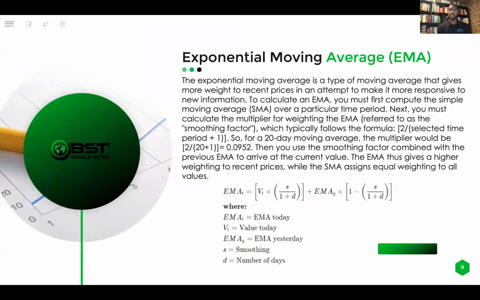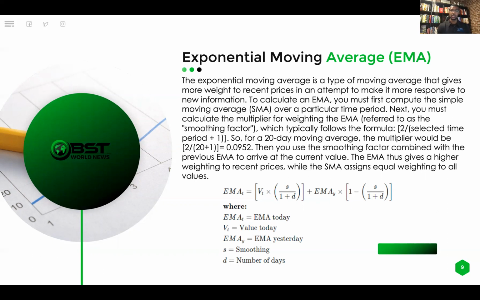The exponential moving average is a type of moving average that gives more weight to the recent prices in an attempt to make it more responsive to new information. To calculate an EMA, you must first compute the simple moving average over a particular time period. Next, you must calculate the multiplier for weighting the EMA, which typically follows the formula listed here. So for a 20-day moving average, the multiplier will be 2 over 20 plus 1. Then you would use a smoothing factor combined with the previous EMA to arrive at the current value. The EMA thus gives a higher weighting to recent prices, while the SMA assigns equal weighting to all values.